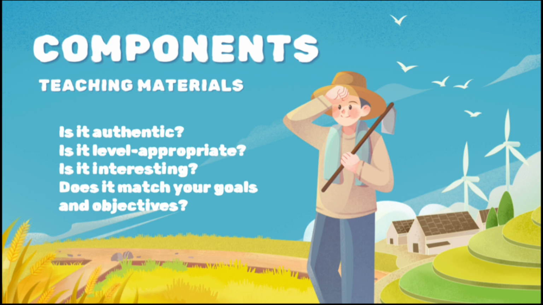Is it authentic? Real-world English helps students connect with reality. Second, is it level appropriate? Too easy? It is boring. Too hard? Maybe it's frustrating. Third, is it interesting? Material should be engaging, like stories, videos, visuals, even memes. And last, does it match your goals and objectives? Good curriculum chooses materials that support learning and spark curiosity. It's not just about textbooks, it's about using the right tools for the right job.